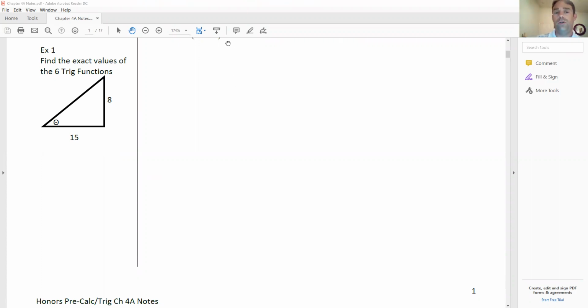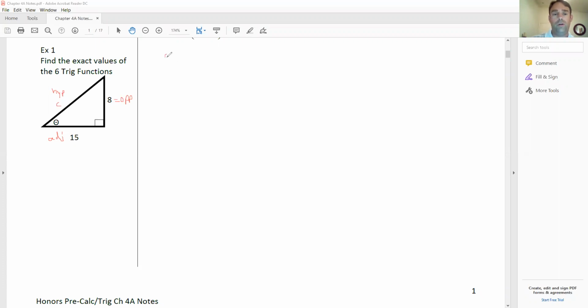First thing we always want to do is label our sides opposite, adjacent, and hypotenuse. Real quick, there is a box missing here. Let's add that right angle in there. And if you notice, friends, I have the opposite side and the adjacent side. What I don't have is the hypotenuse. In order to find that, that's that C value, we're going to go back to an oldie but a goodie, the Pythagorean theorem.